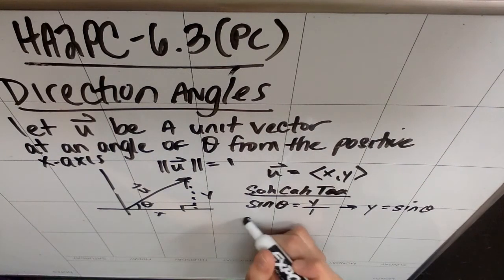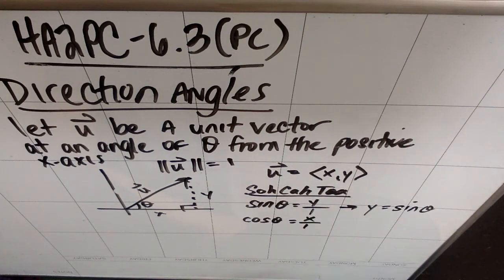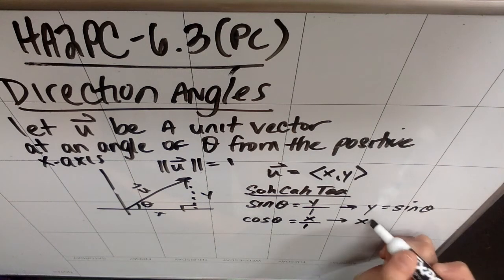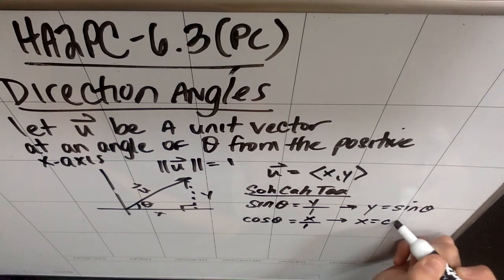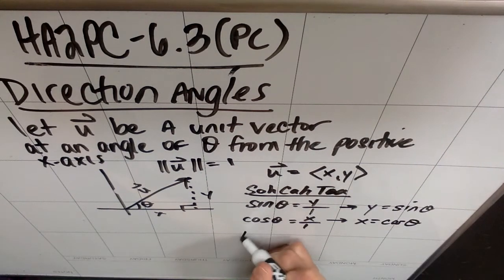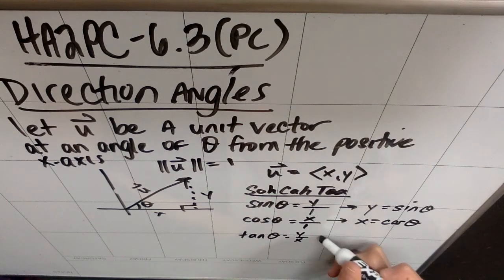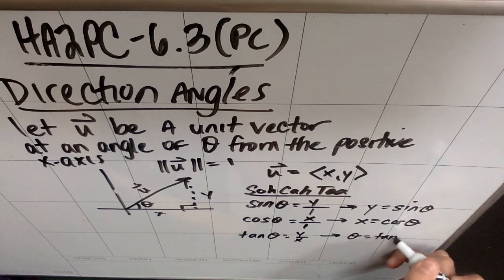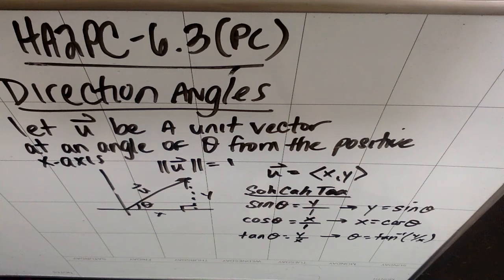And similarly, CAH would be cosine equals adjacent, which is x, over the hypotenuse, which again is 1 because this is a unit vector. So my x coordinate of this vector, my x component, would be cosine of theta. And then TOA says that the tangent of theta is the y on top of the x. What that tells me is, if I need it, what theta is, because theta is the inverse tangent of y on top of x. So those three formulas that we get are pretty basic. They're from SOHCAHTOA, but they're going to be relevant.